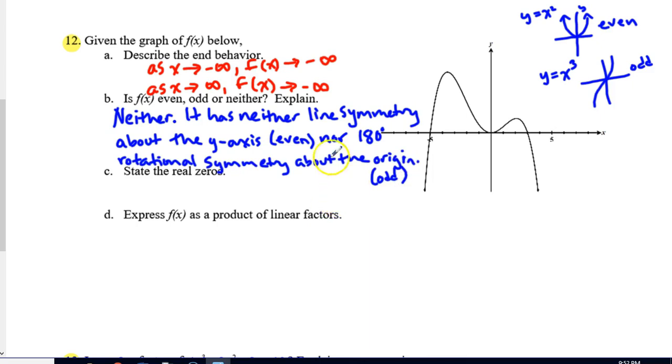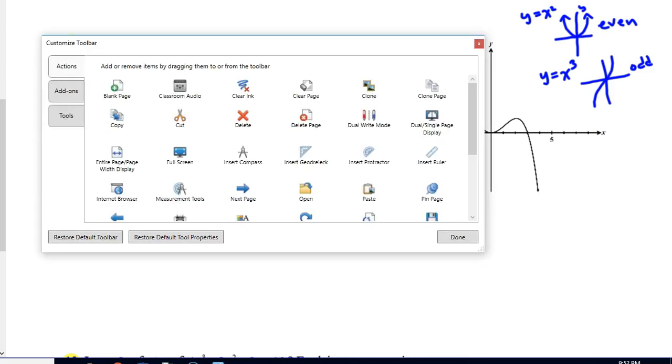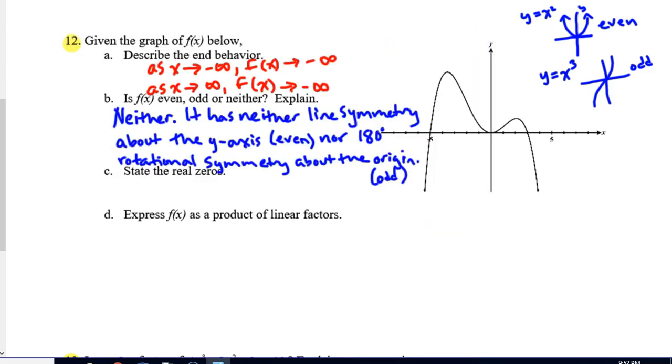Okay. It asks us to state the zeros. Well, the zeros are simply the x values that make y equal to 0. So look at that graph and write down the x values that make y equal to 0. Play the recording when you're ready.